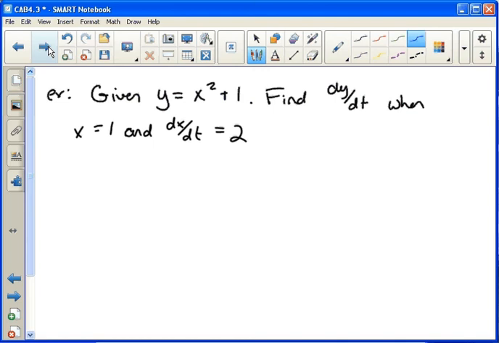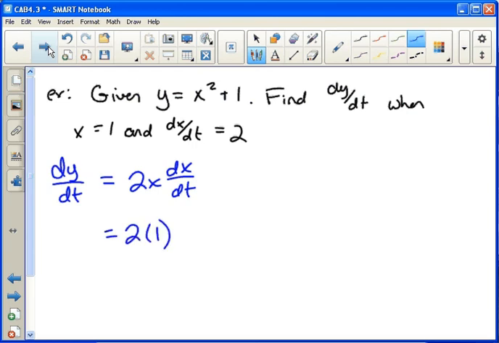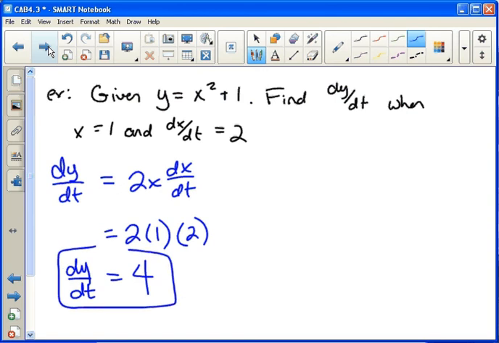So we need to take the derivative with respect to time. The derivative of y is just 1 dy/dt. The derivative of x squared is 2x dx/dt. And then the derivative of 1 is 0. So we have this equation. Now it says find dy/dt when x equals 1, so I'll plug in 1 for x, and dx/dt equals 2, so I get that. So I find out that dy/dt is equal to 4. So that's how you take the derivative with respect to time.